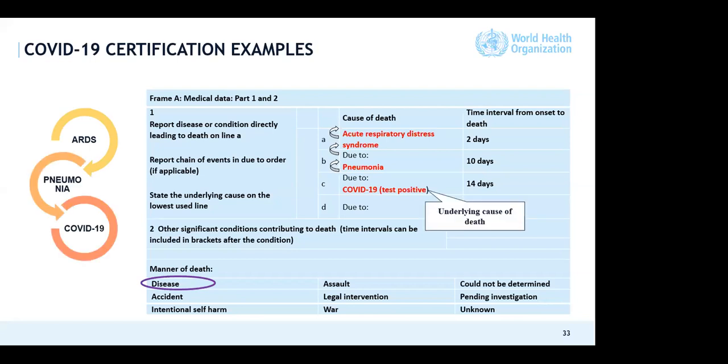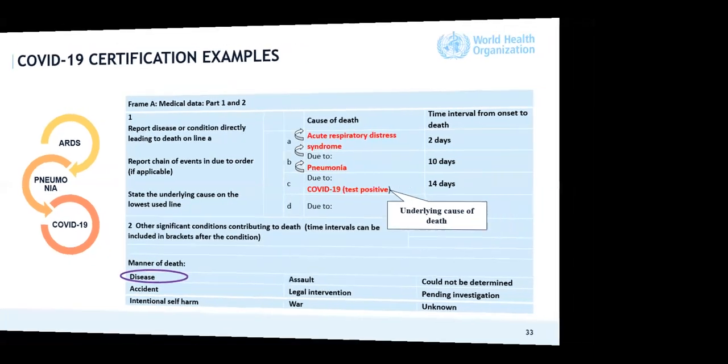So the underlying cause of death is COVID-19 test positive, because we are combining the surveillance case definition with the underlying cause of death. There will be a situation where you said it's COVID-19, but a probable case. There will be a situation where it is COVID-19, but suspected case. We have examples of that as well.